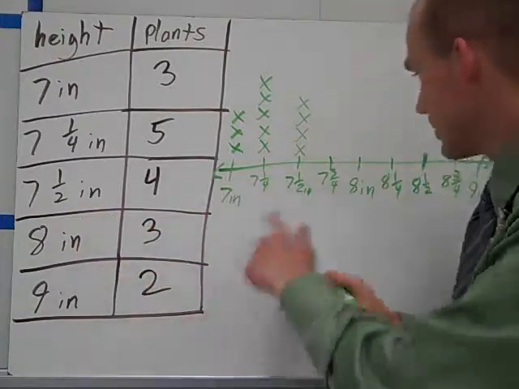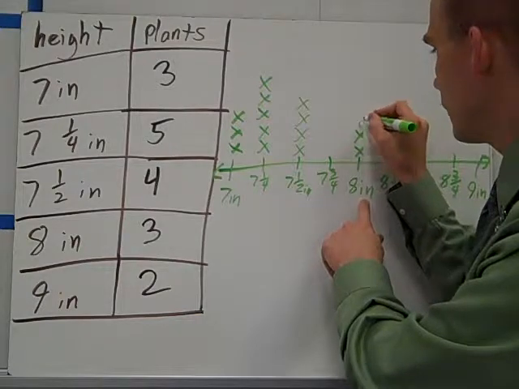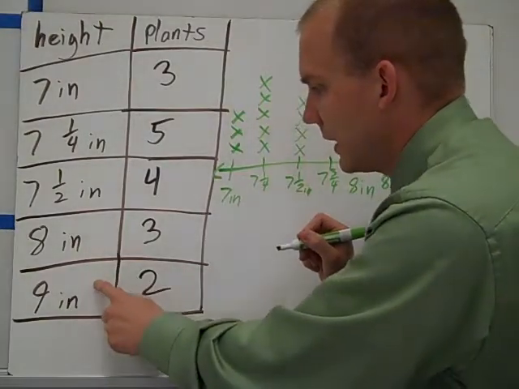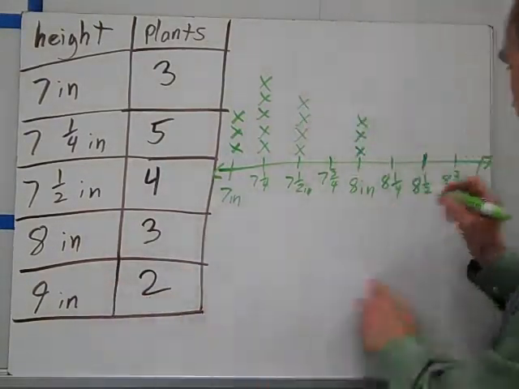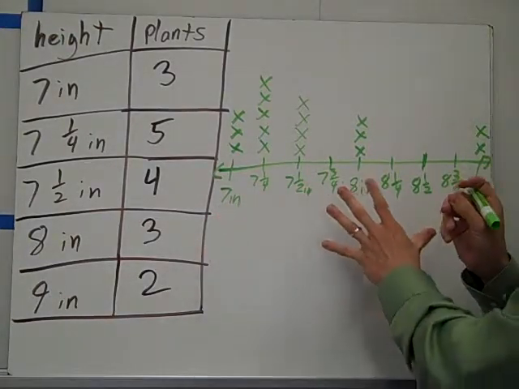8 inches is 3, so I skip from 7 1/2 all the way to 8. I go 1, 2, 3. And then I go all the way to 9 inches where I had 2. 1, 2. And it gives you a better picture of the data.